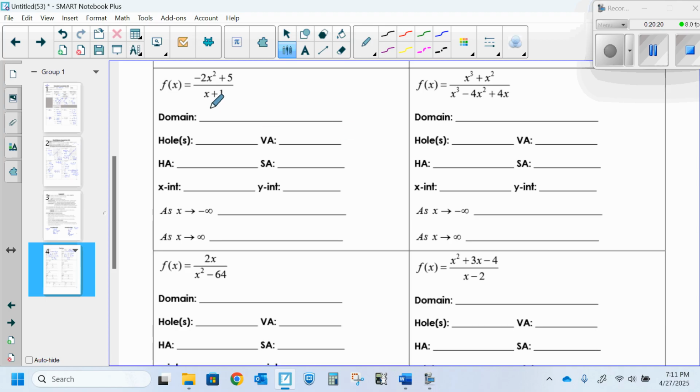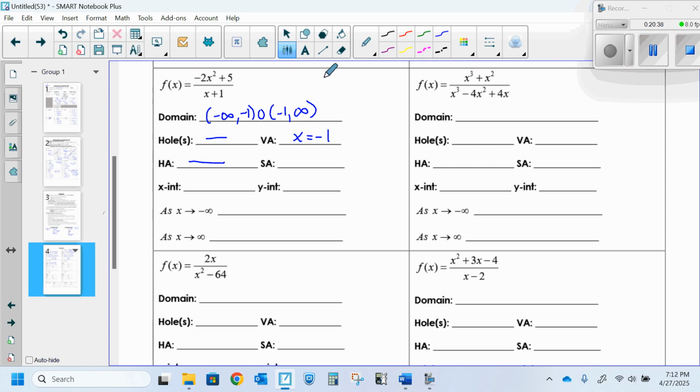Okay, all right, x cannot be -1. It is top heavy, so no horizontal. We're going to check for a slant in just a second. Nothing cancels. Can't factor that. Vertical asymptote, x equals -1.